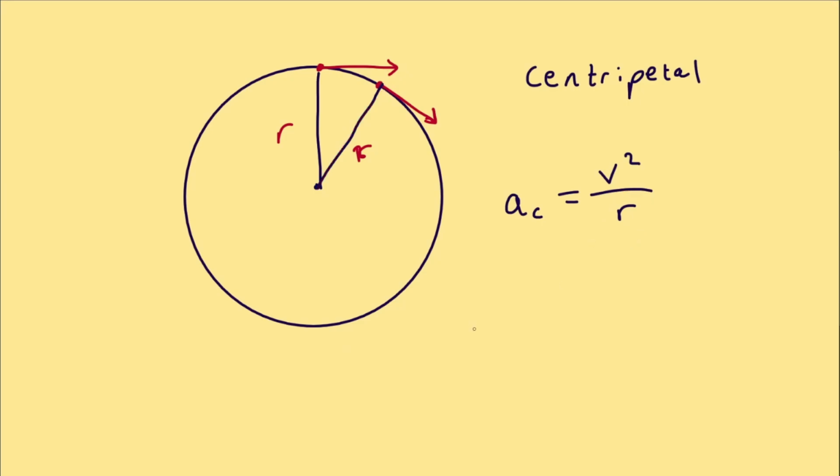In uniform circular motion, so when the velocity is constant throughout, the acceleration, the centripetal acceleration, is always perpendicular to the velocity, as you can see here. So it's always looking something like this as you fly around the circle.